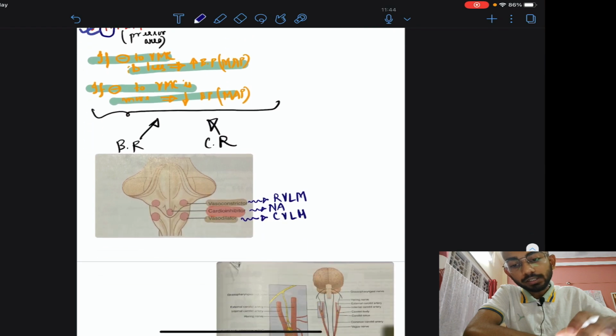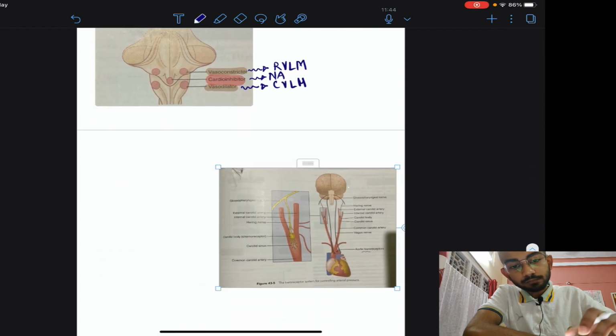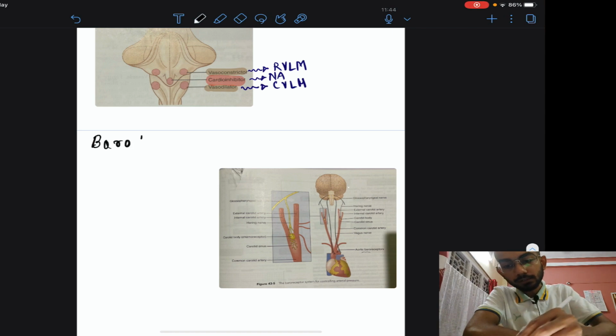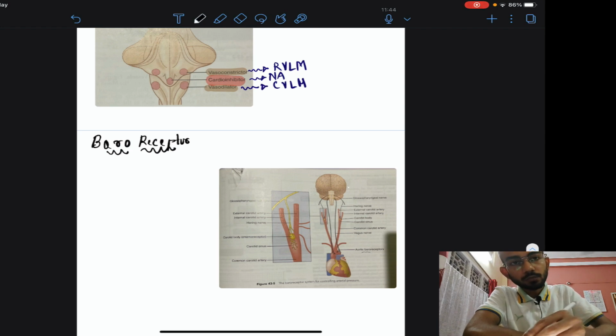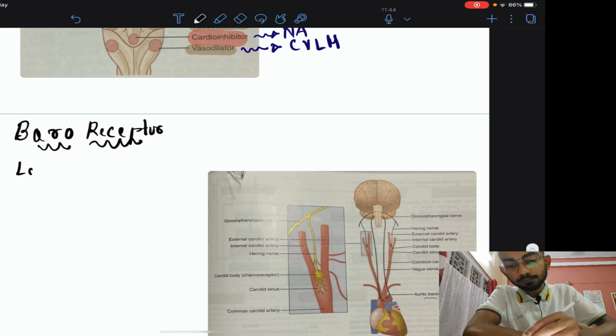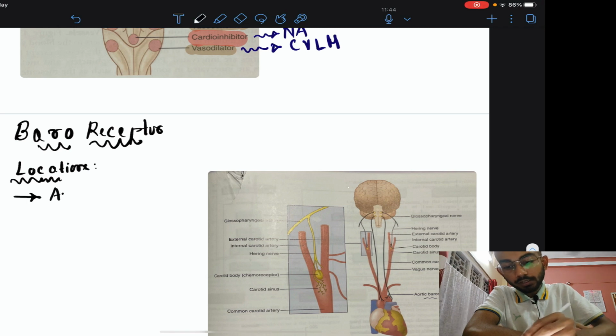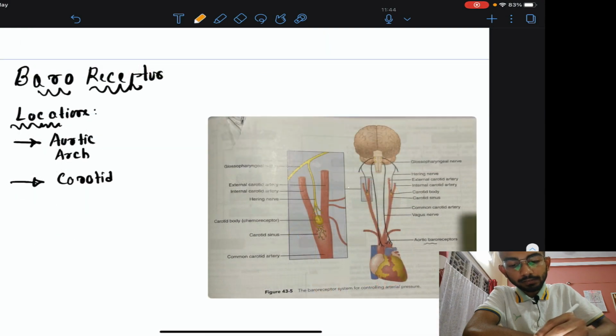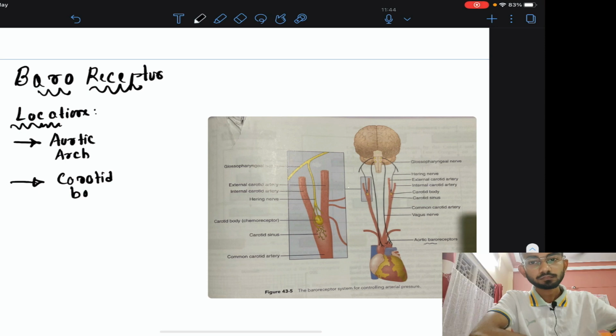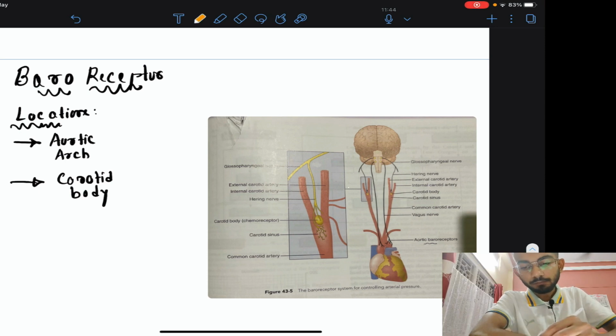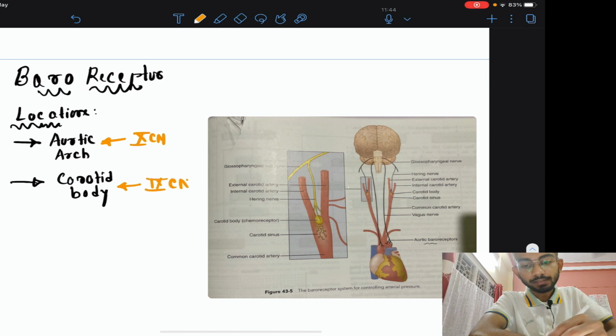Now let us move on to the baroreceptor mechanism in detail. Baroreceptor mechanism. Give the heading baroreceptors. Talking about baroreceptors, first of all, we should know the location of these baroreceptors. These baroreceptors are actually located, number 1, in the aortic arch, and number 2 in the carotid body. Okay, so now this aortic arch is innervated by which nerve? 10th cranial nerve, and this carotid body is innervated by the 9th cranial nerve.